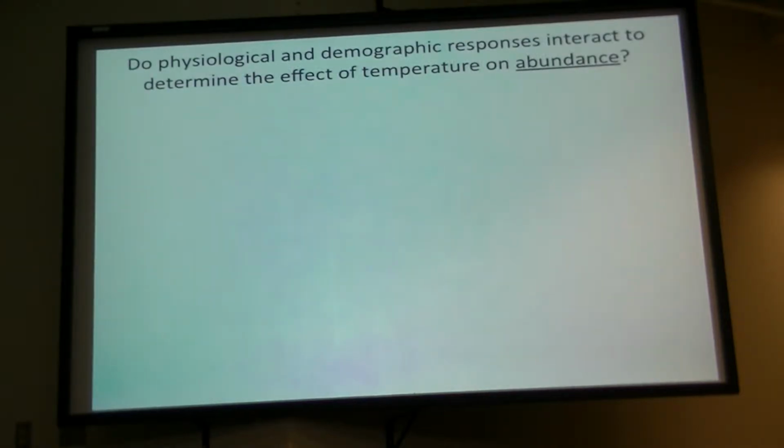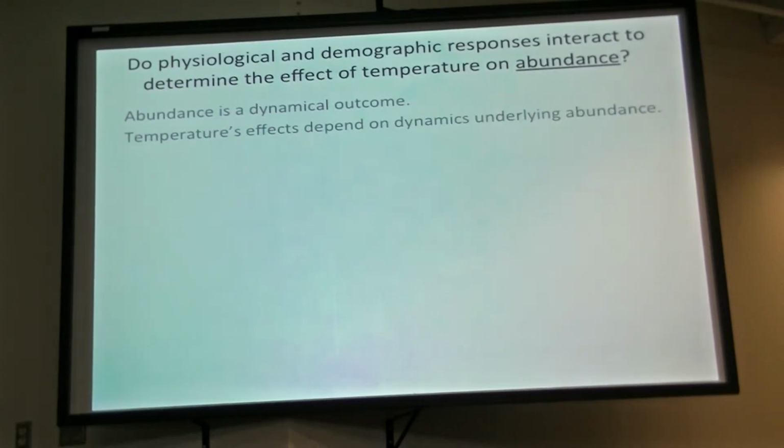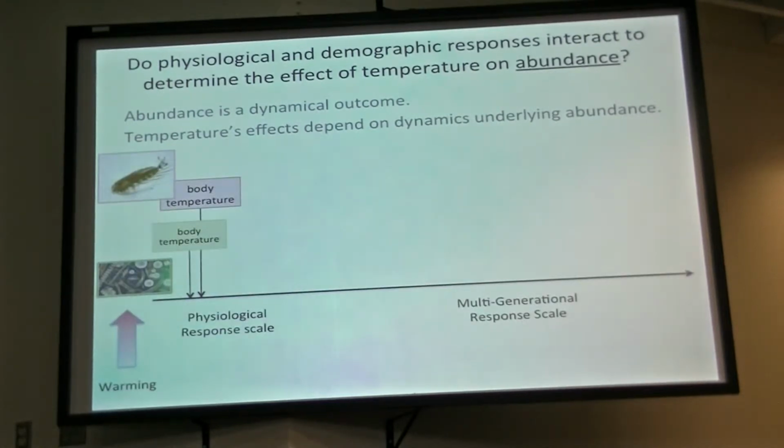So the question, remember, is do physiological and now demographic responses interact to determine the effect of temperature on abundance? If we're interested in abundance, of course, we need to remember that abundance is a dynamical outcome. We can't just go from physiology to abundance. It doesn't really work that way. Temperature's effects depend on the dynamics underlying abundance. To think about this, there's this great schematic figure that Dave Vasseur actually sketched out, and I stole it because it's so useful.